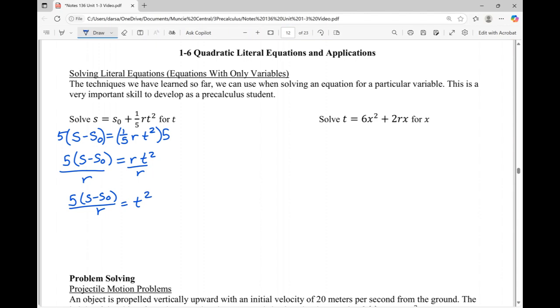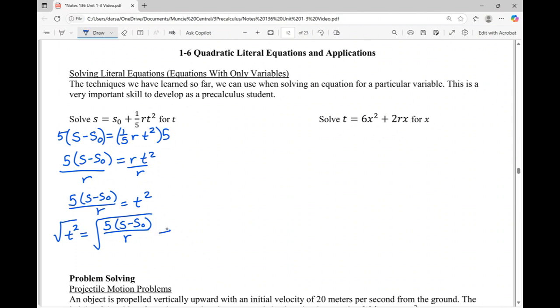Now, I don't like having the t squared on the right. I'm going to switch this and make it t squared is equal to 5 times (s minus s naught) over r, just because I think it's prettier. Now, how do I get t by itself? How do I undo a squared? I'm going to square root both sides.